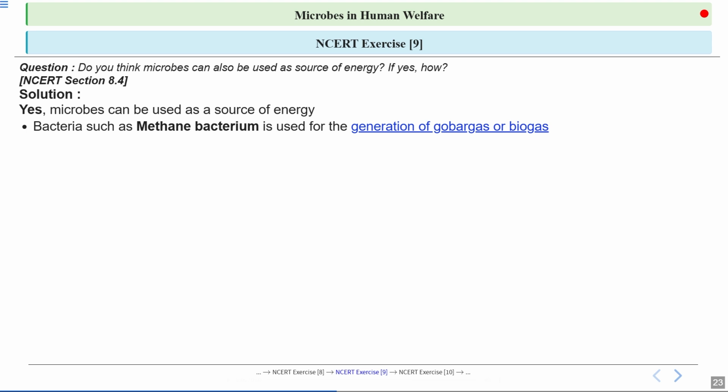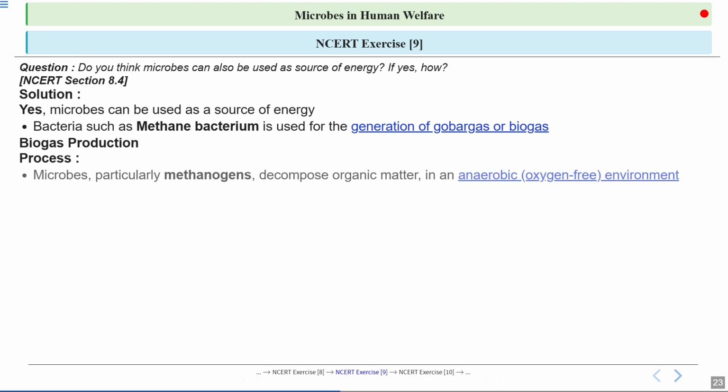Basically, methane bacteria are methanogens. They are used for the production of biogas, which is used as a biofuel. These methanogens are basically anaerobic bacteria, so they are involved in biogas production. What is the process of biogas production? Some special microbes known as methanogens break down the organic matter, which is rich in cellulose, in the absence of oxygen.